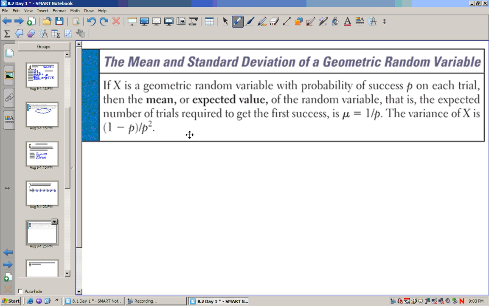Now, the mean and standard deviation of a geometric random variable. If x is a geometric random variable with a probability of success p for each trial, the mean or expected value of the random variable is the expected number of trials, which is 1 over p equals the mean. The variance is (1 minus p) over p squared.